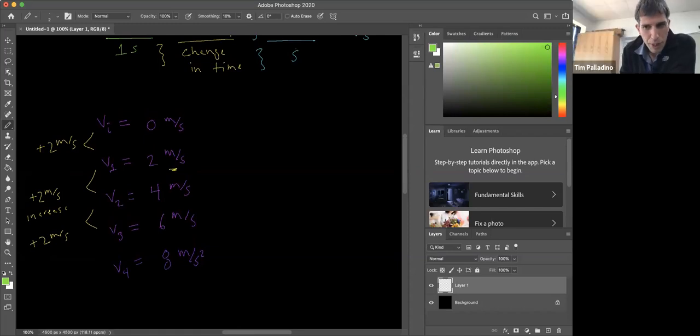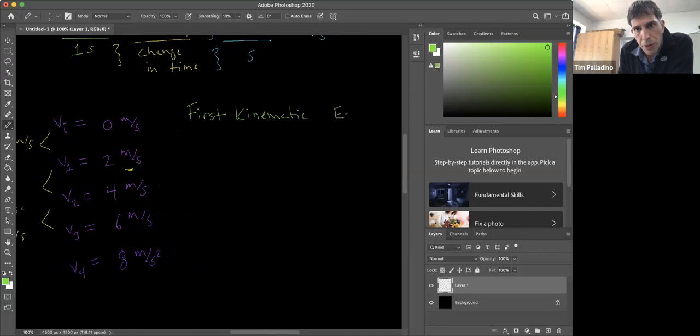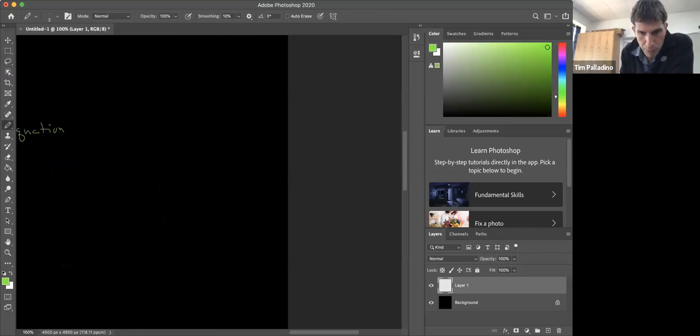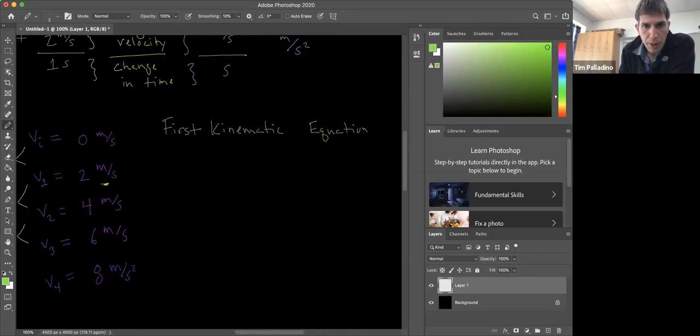So now, the formula that we used for this, we have a special name for it. It's called the first kinematic equation. Now, kinematic just means motion, okay? So this is the first equation of motion. And coming back here, our equation looks like this.